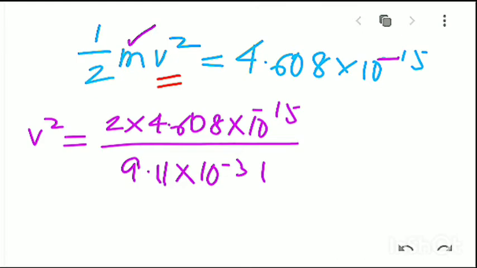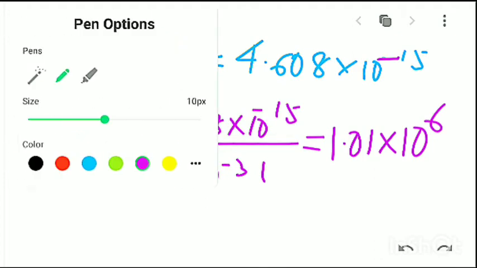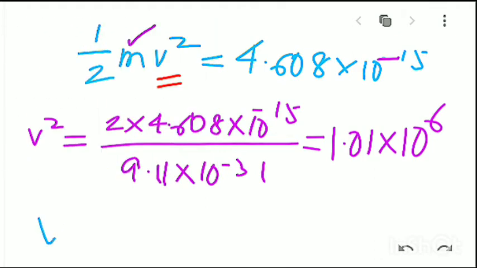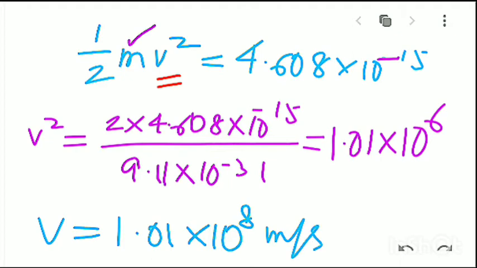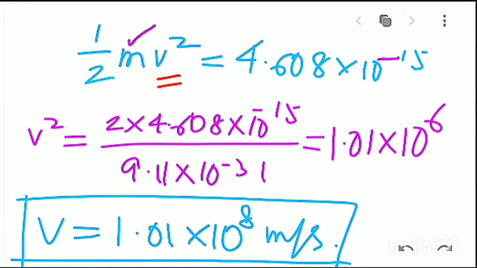So our answer comes out to be 1.01 into 10 to the power 16, and that is the answer of v square. Hence v will be the square root of v square, and the square root of the answer is 1.01 into 10 to the power 8 meter per second. So please solve it out. This is the second part of the numerical we have been calculating.